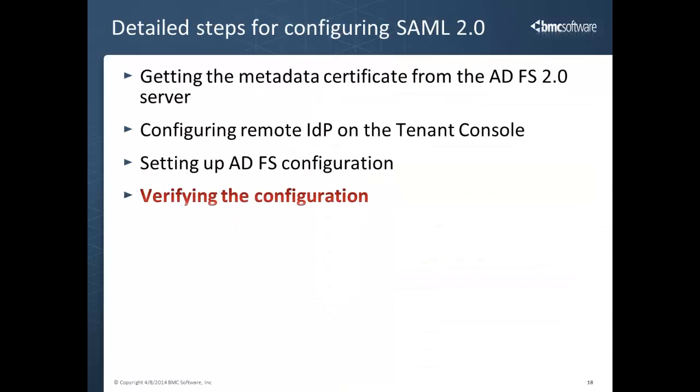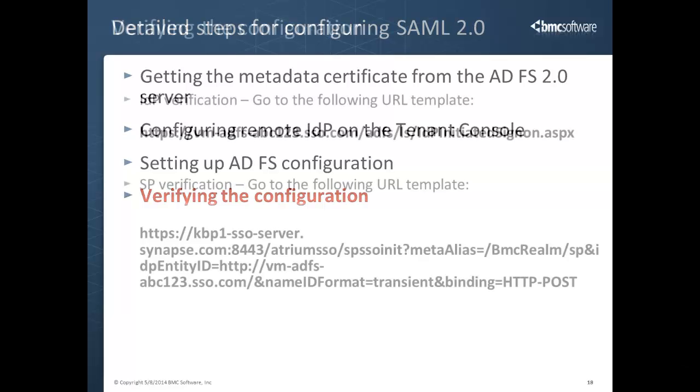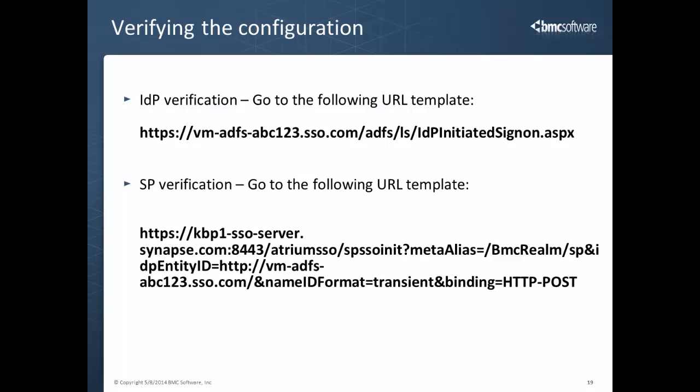The last step is to verify that your configuration is complete and that the user can authenticate and access the relevant BMC application. If the links displayed here allow you to open the application, you have successfully configured BMC Atrium Single Sign-On as an SP and ADFS server as an IDP. These links are templates. You must enter your SSO URL and your ADFS server URL to verify the configuration.